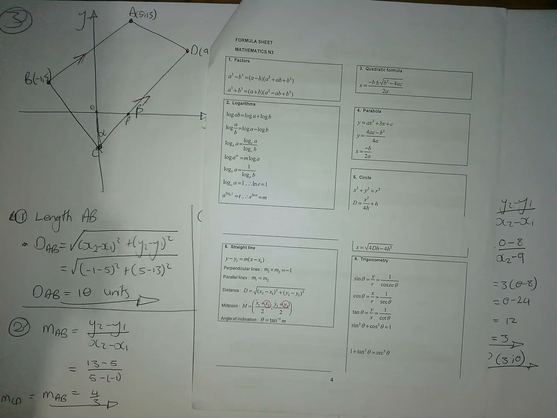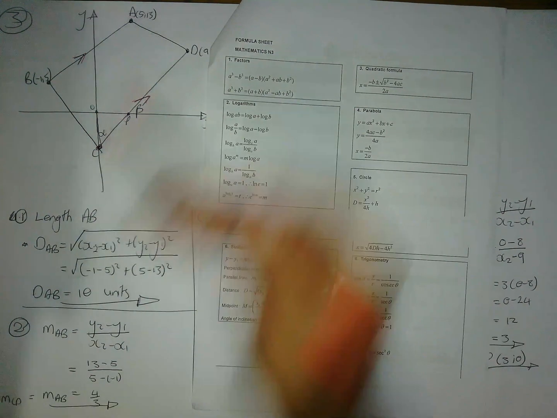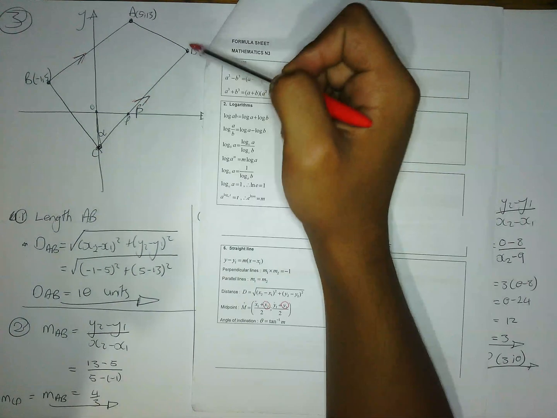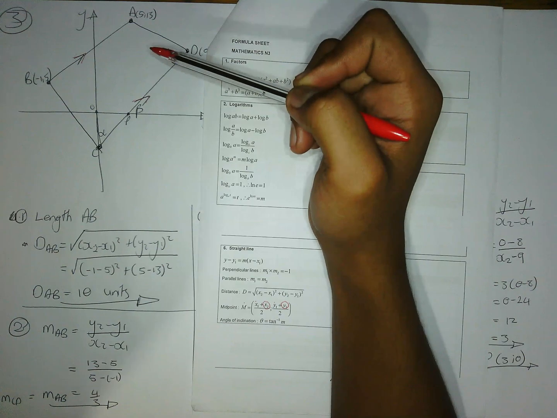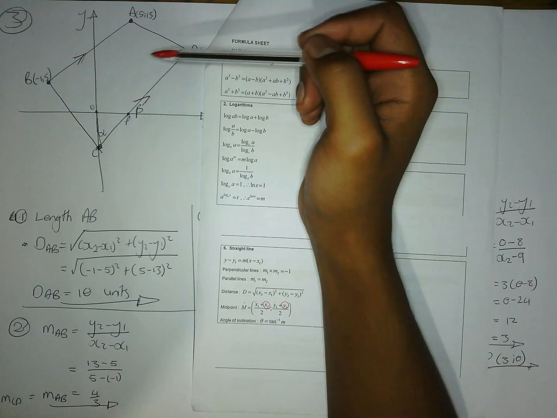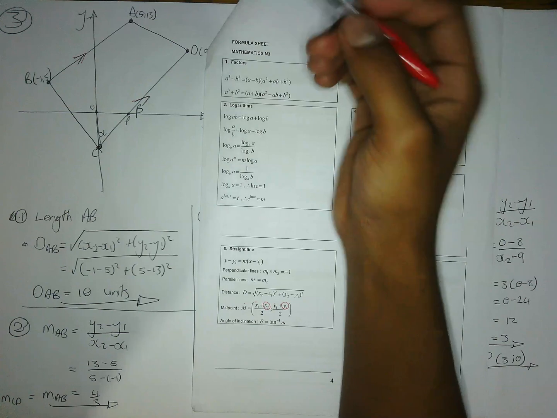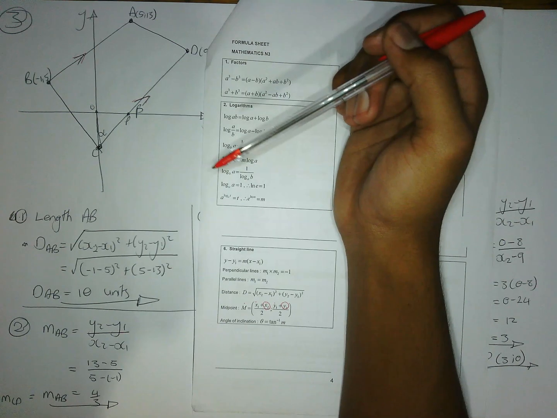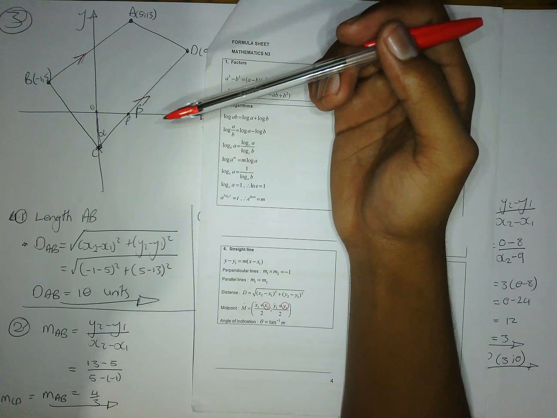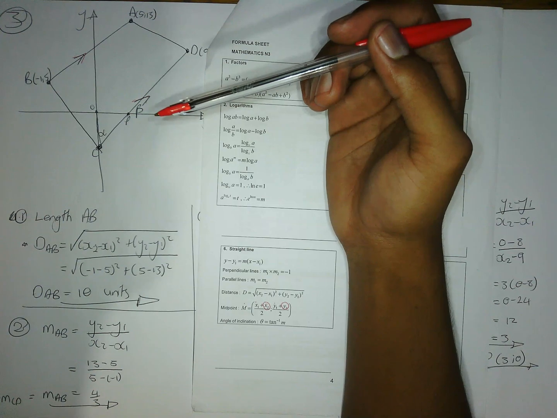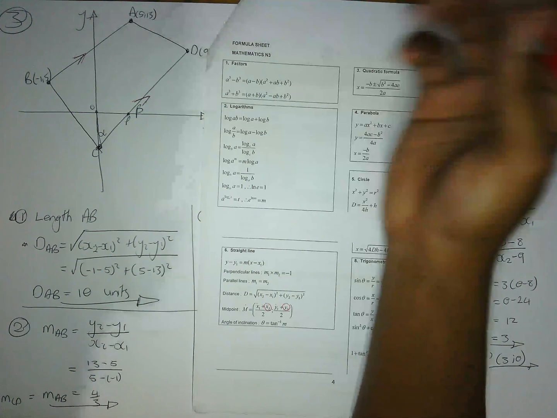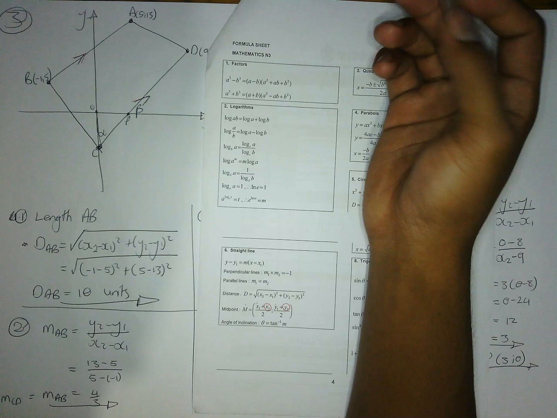Question 2. The gradient of the line AB. I should know by now that when lines are parallel to each other, that means they have the same gradient. Lines that are parallel to each other have the same gradient. So they're asking to get the gradient.